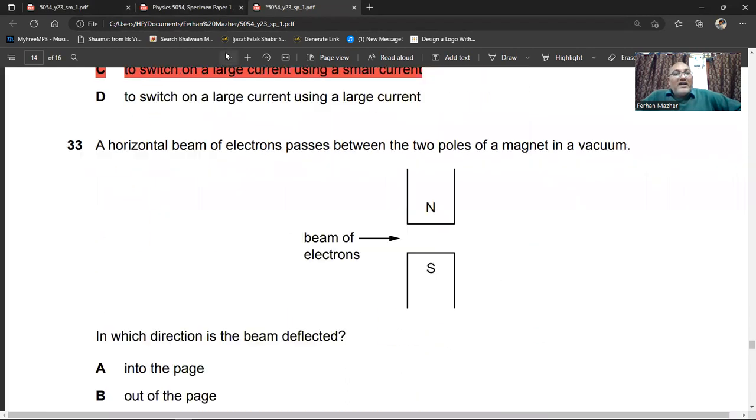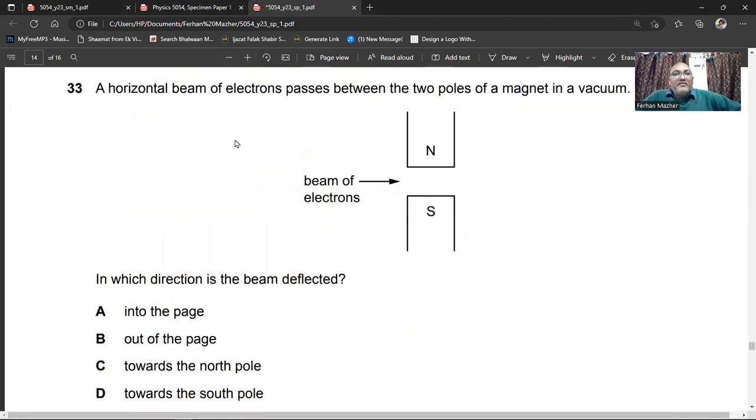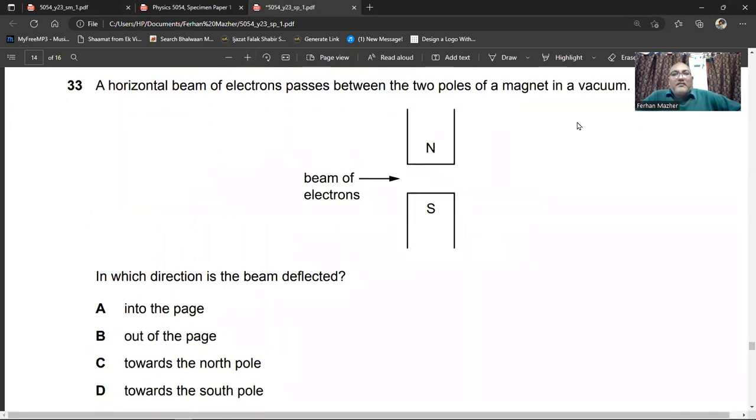Okay, so we are on question number 33. It says a horizontal beam of electrons passes between the two poles of a magnet in a vacuum. In which direction is the beam deflected?